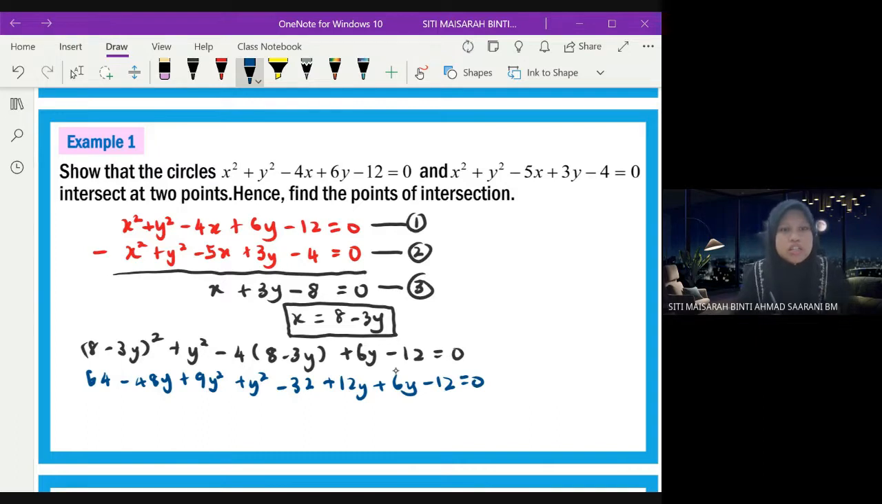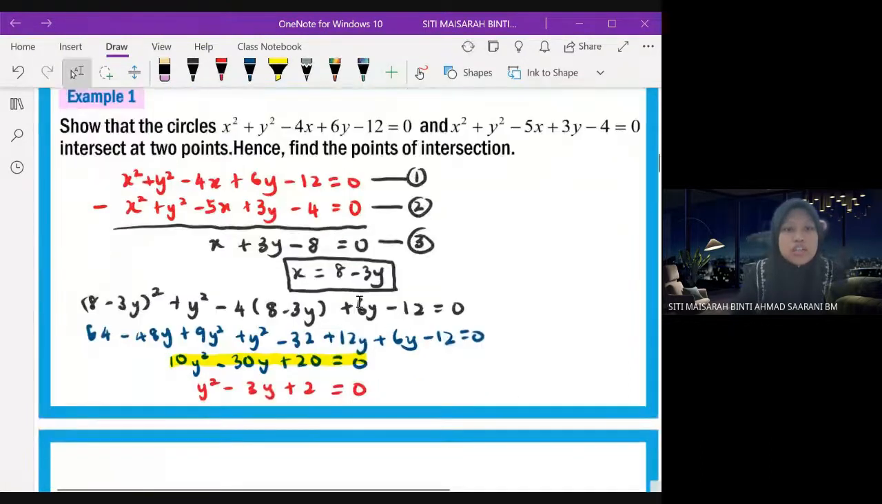Okay, so then ini kita simplify. We simplify, we get 10y square minus 30y plus 20 is equal to 0. So jadi kita dah dapat quadratic kat sini. This is quadratic form. So, jadi kita boleh guna b square minus 4ac. Kalau tengok kat sini, dia punya nombor dia kat sini 10, 30 dengan 20. Actually ni boleh kecilkan lah. Kita boleh kecilkan dia. We get y square minus 3y plus 2 is equal to 0.